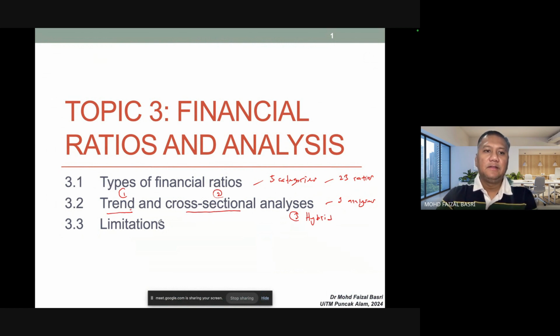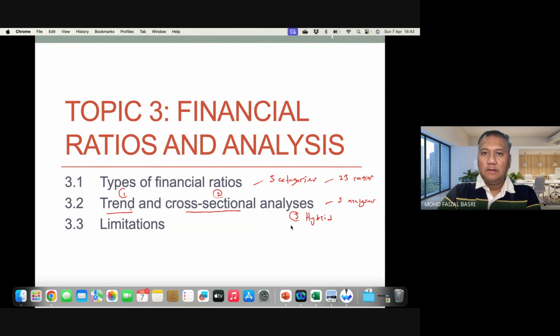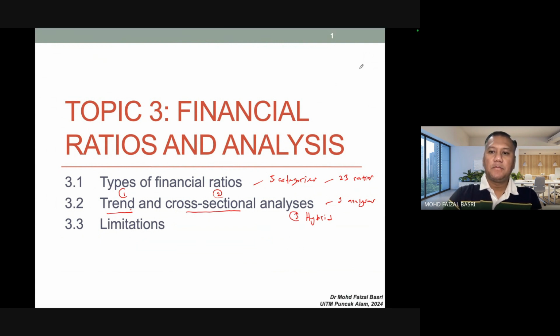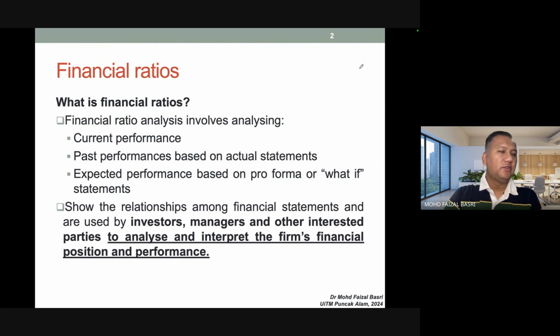Okay, and lastly, we're going to discuss what would be the disadvantages of doing financial ratios. Okay, what are the limitations? Okay, what is financial ratios all about?